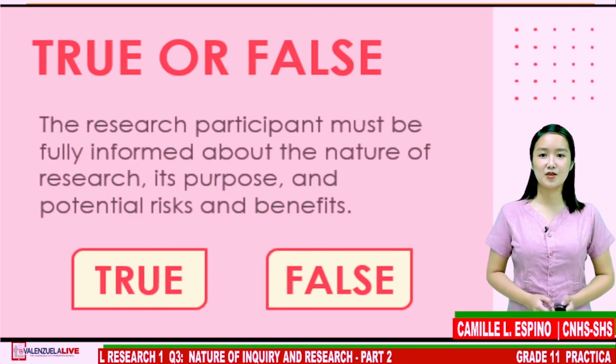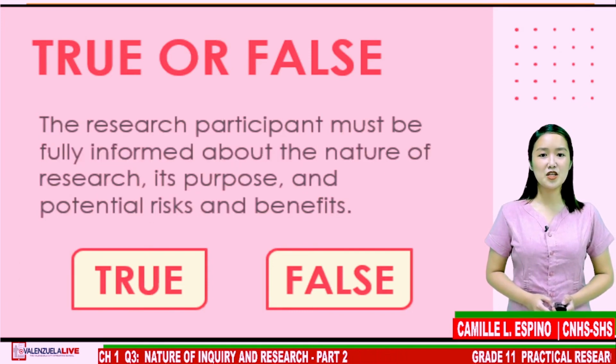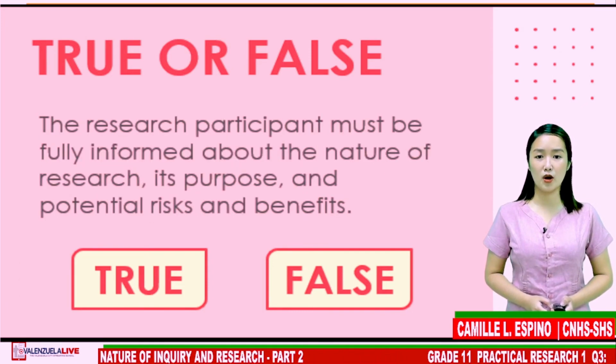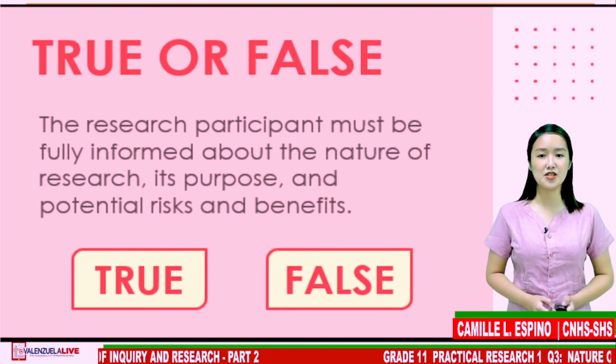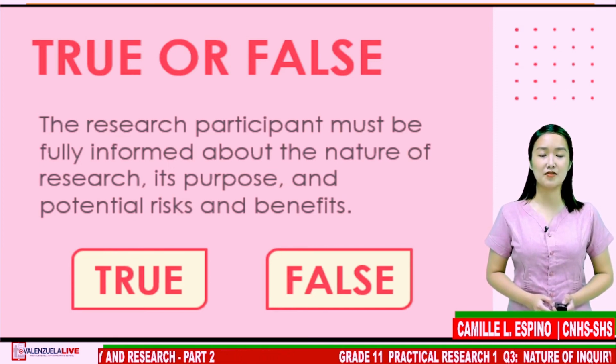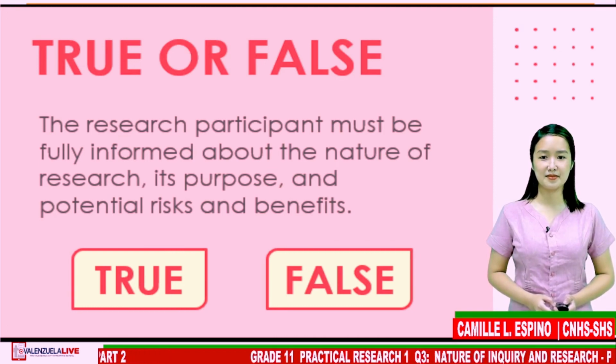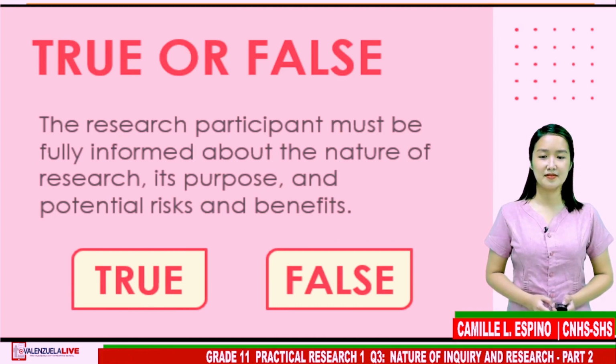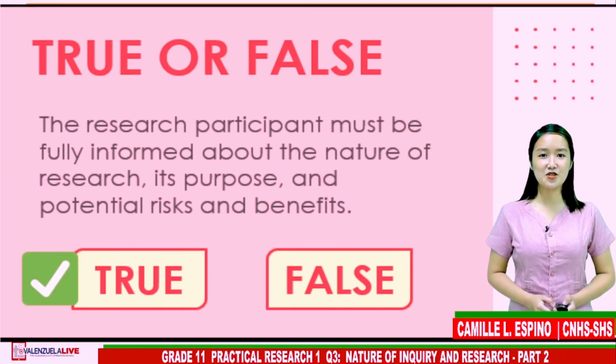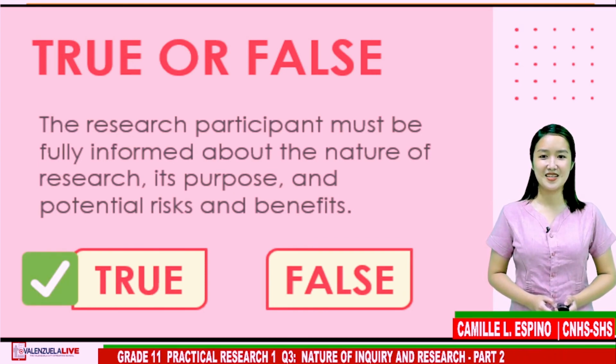And last, number 5, the research participant must be fully informed about the nature of research, its purpose, and potential risks and benefits. Is it true or false? If your answer is true, then you are correct.